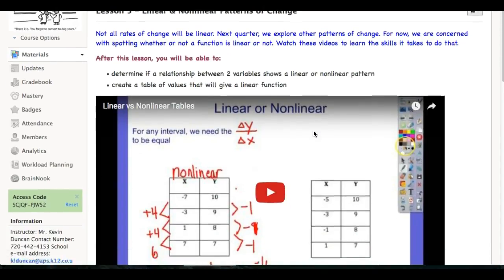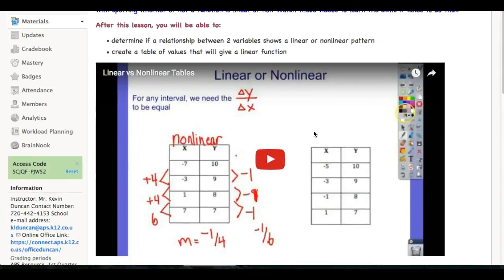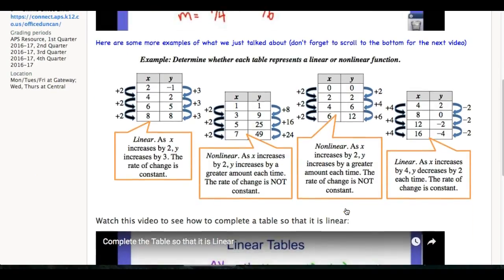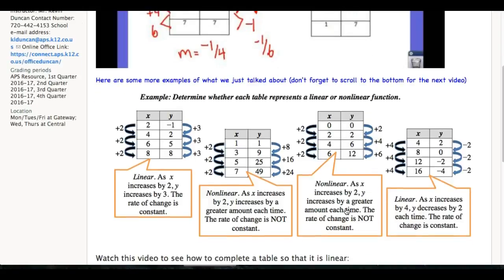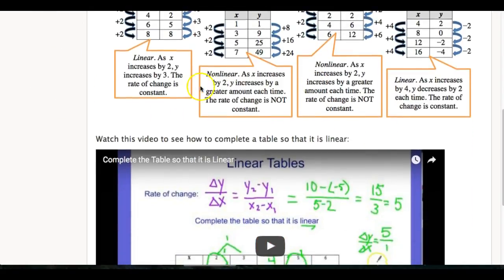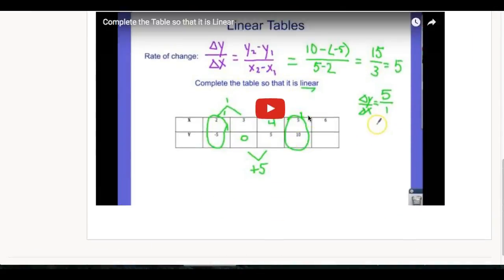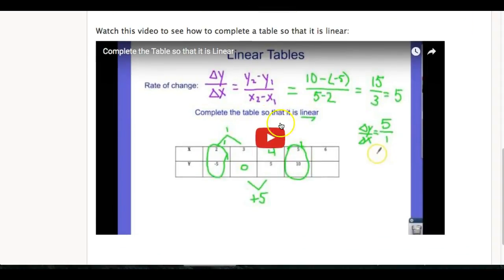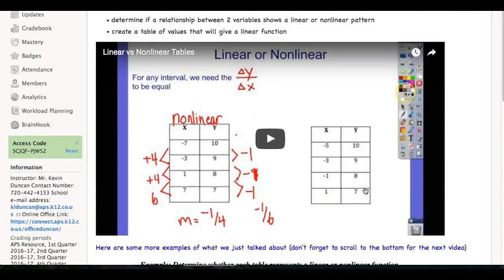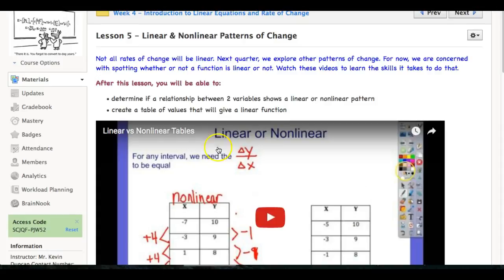Okay, linear and nonlinear patterns of change. The important part here is this is going to talk about how to spot if it's linear or not on a table, and then here are some more examples of that. A couple, 2 linear, 2 nonlinear. And then don't forget about this video down here, because this is going to talk about how to complete a table so that it's linear. That's probably the hardest part of the week. So make sure to watch this, take good notes, and ask me if you have any questions. All right, good luck.